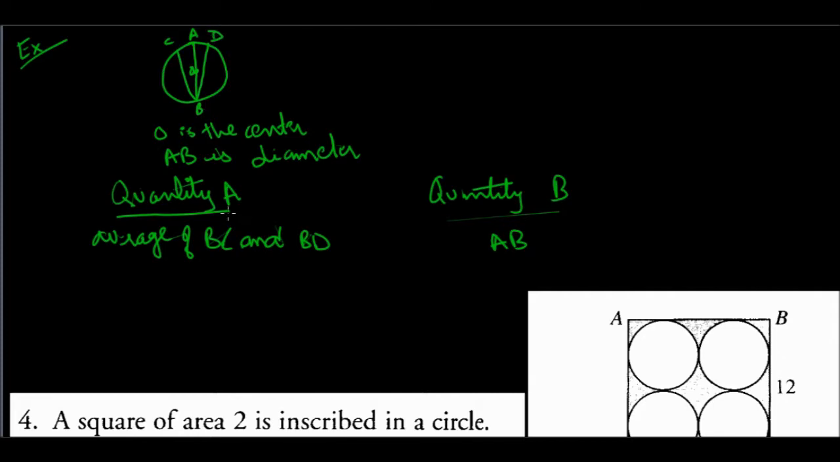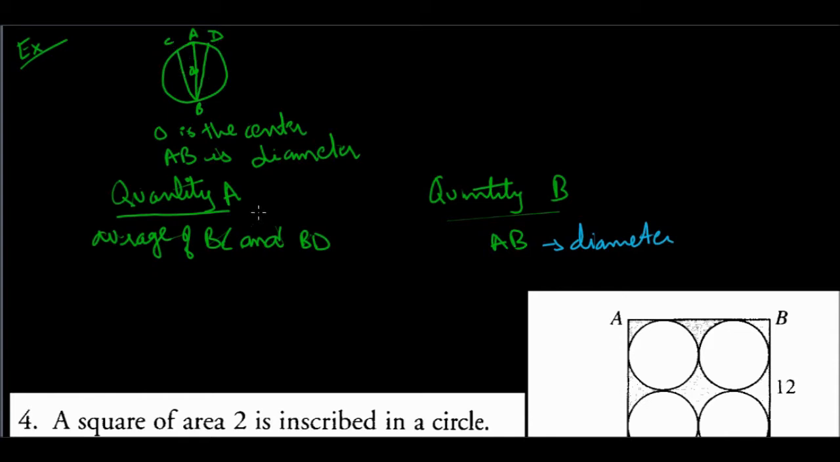Okay, so the question says quantity A is the average of BC and BD. So BC and BD, the 2 chords, and they're asking for the average length of BC and BD. Quantity B is AB, the length of AB. So AB is just the diameter, right? So basically, you're comparing the diameter to the average of BC and BD.